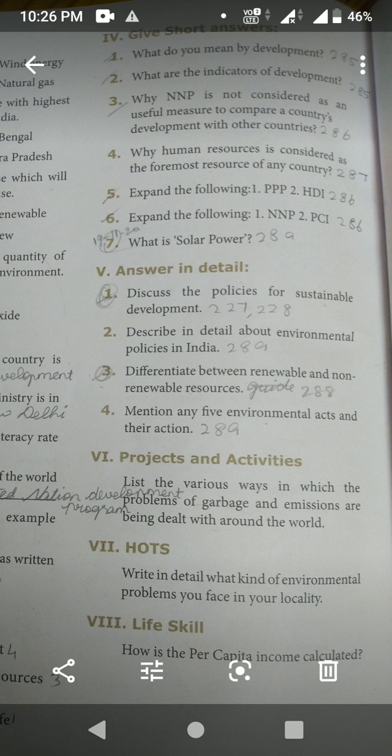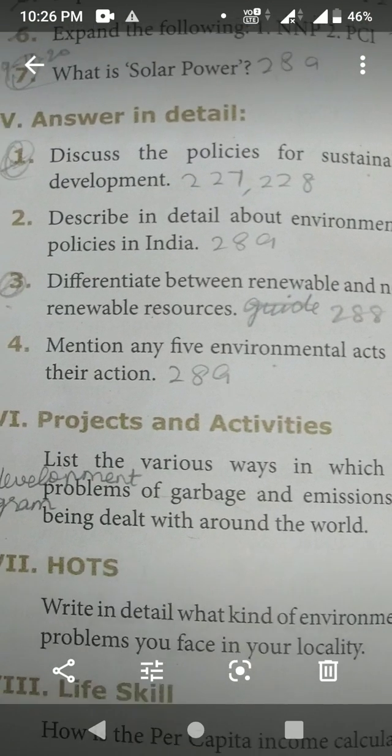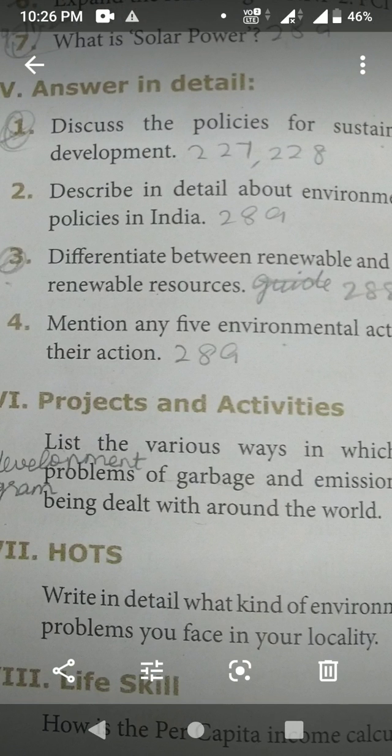Next, Roman number 5. Question number 1 and 3 already I have marked. And here today, question number 2. Describe in detail about environmental policies in India. That is page number 289. Under the heading Environmental Policies in India, those 5 paragraphs fully, from environmental policies in India up to the last, poverty and more equality of opportunity. That is the second question.